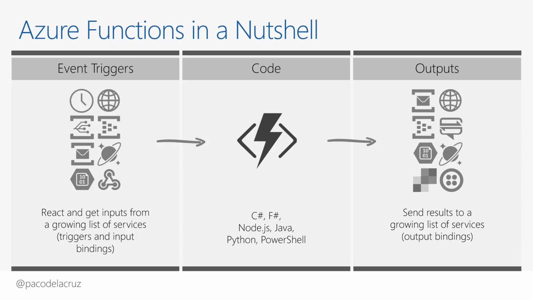I can write my code in C#, F#, Node.js, Java, Python, or PowerShell. And then this will produce some outputs. And again, I can send a message to a queue or send a notification, send an SMS via Twilio, or send an email via SendGrid, post a message on Cosmos DB. So yeah, this is pretty much how functions work.